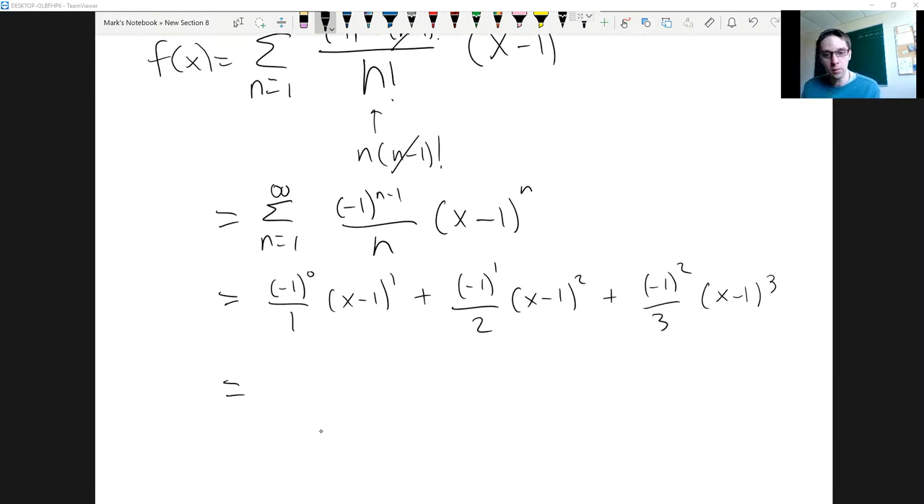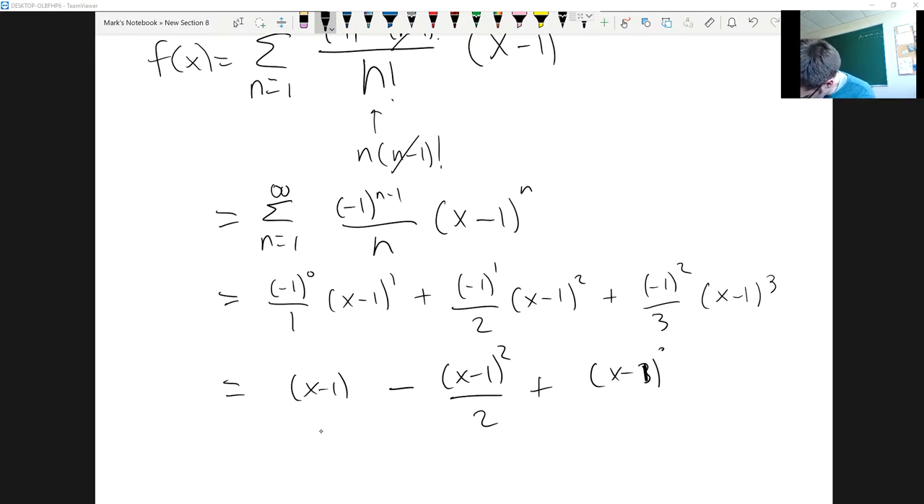When you have an even power for the negative 1, we know that's a plus 1. And so this is just x minus 1. The next term will be negative because it's an odd power of negative 1. And so that'll be x minus 1 squared over 2. Then it'll be a plus again, x minus 1 cubed all over 3. We'll see if we can say that correctly. And the pattern should continue, x minus 1 to the 4th over 4. And it's just alternating from positive to negative for each term. Okay? All right, so there's our series.